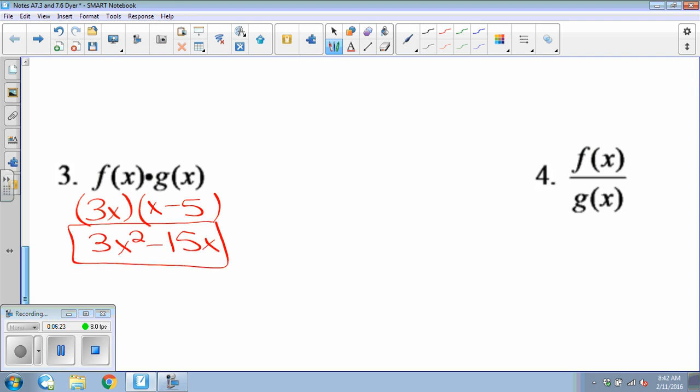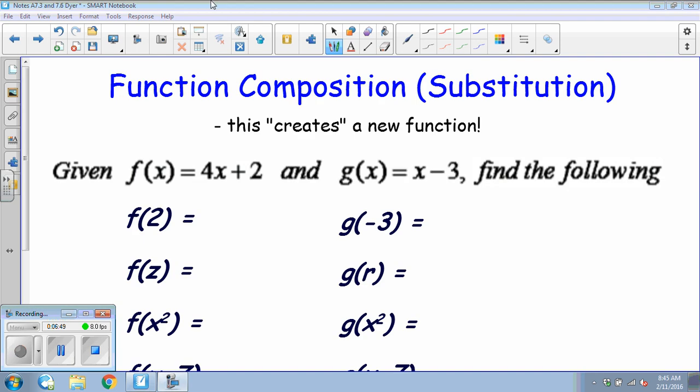So we're just substituting in what f of x is and what g of x is, and then performing that operation. All right? And then number 4 is f of x divided by g of x. So f of x is 3x divided by g of x, which is x minus 5. And there's nothing I can do with that. So you leave it like that.